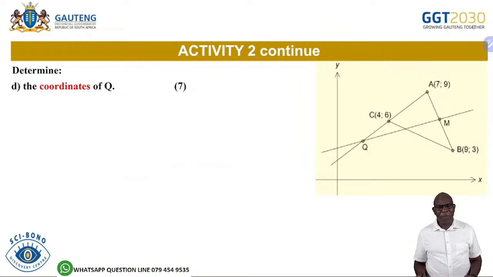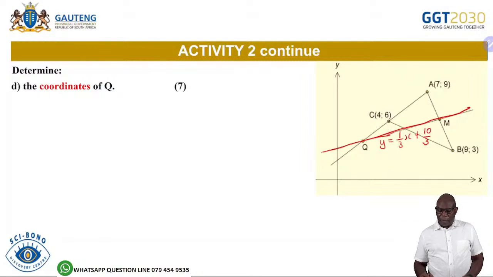Nothing to be scared of. 7 marks, nothing to be scared of here. So let's look at what we are supposed to do. Remember, we have got the equation of this line here, right? I'm going to write it here. The equation of that line was 1 over 3x plus 10 over 3. There's the equation of this line.